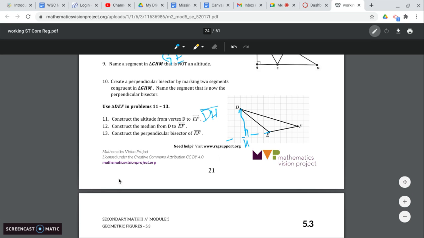All right, 13, construct the perpendicular bisector of EF. So we find where the middle of EF is, which would be right about there. You can also measure it to make sure. And then we need it to cut through the other side at a right angle. So there's our right angle. There we are. There's our perpendicular bisector.